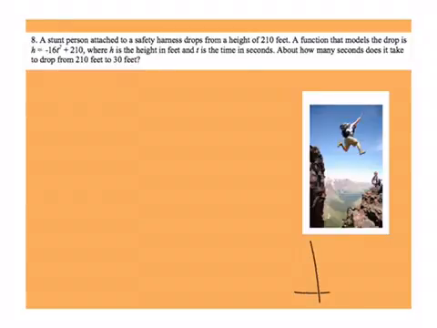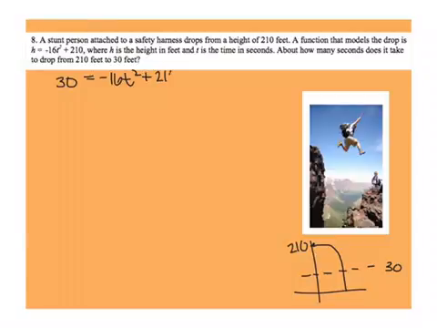So here's my picture. We're starting up here at 210 feet. That's my c value. And here I'm dropping, and it wants to know when will I hit 30 feet. So it wants to know when I'm going to hit here. So instead of our height being 0, our height is actually going to be 30, because that's what the question is looking for. How long does it take for me to get to 30?